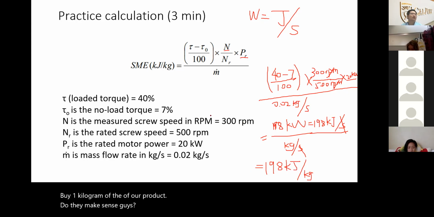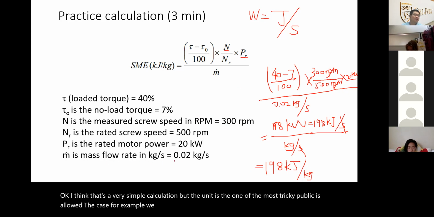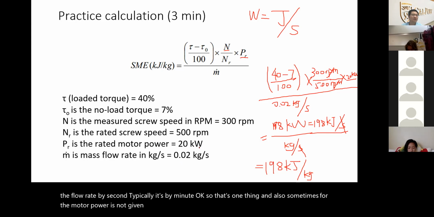Okay, I think that's a very simple calculation, but the unit is one of the most tricky parts, because in a lot of cases, for example, when we are measuring our flow rate, there's no way that we measure the flow rate by second. Typically, it's by minute. Okay, so that's one thing, and also sometimes the motor power is given in watts, not kilowatts. So in that way, we have to change the unit correctly.